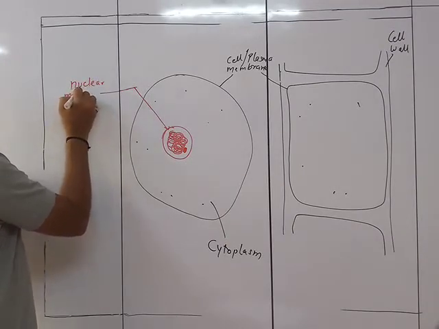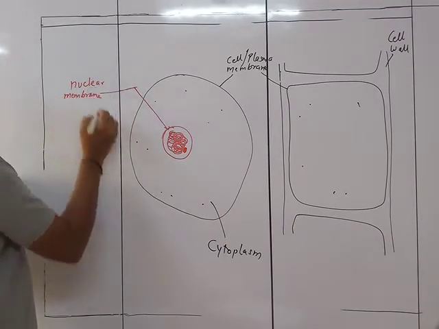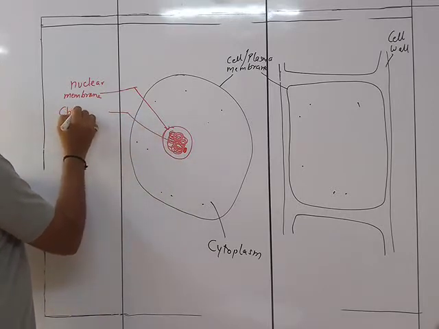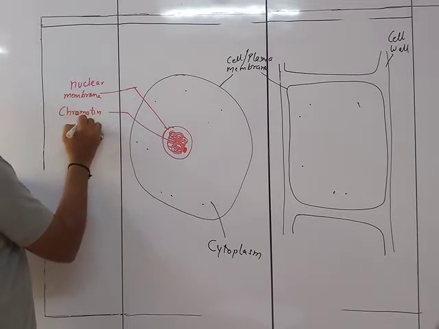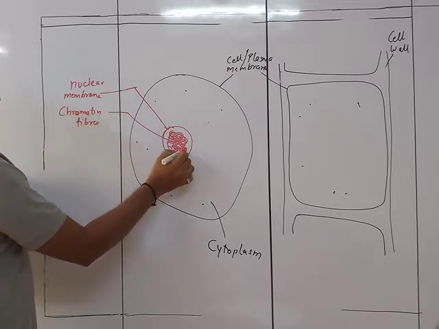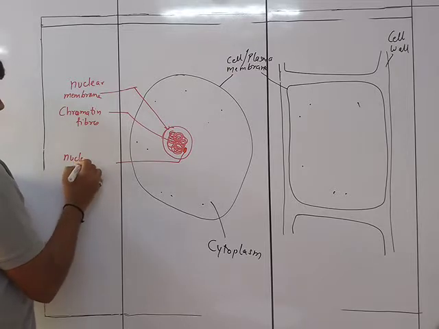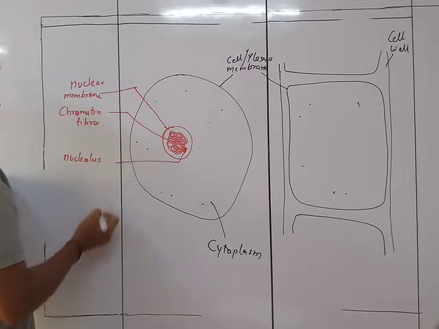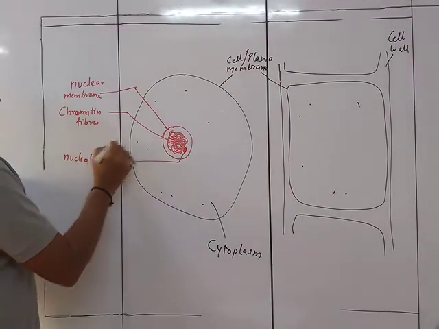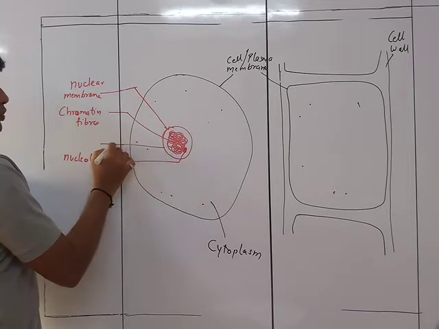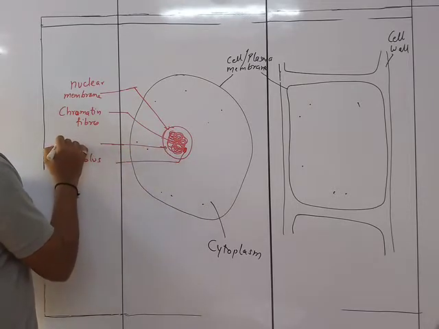So if you see the markings, the first marking over here is the nuclear membrane. The next over here is the chromatin fibers. Then over here is the nucleolus. And of course the main part, this whole thing over here, is the nucleus.